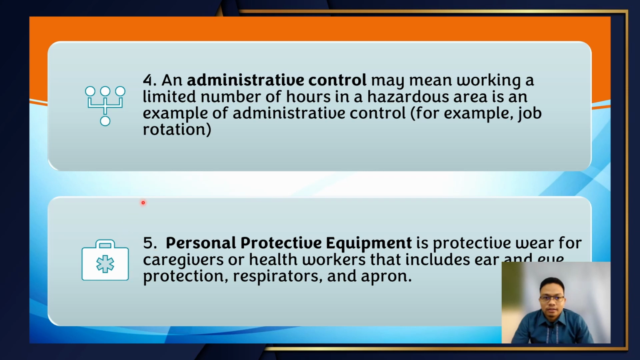Last one, we have the personal protective equipment. It is protective wear for caregivers or health workers that includes ear and eye protection, respirators, and apron. This is very important in order to protect the caregivers from too much exposure to a danger or hazard. Those are the 5 major categories of control measures that we need to remember if we want to evaluate and control hazard and risk.